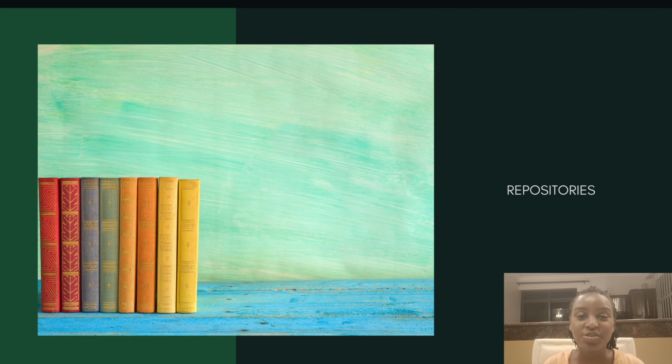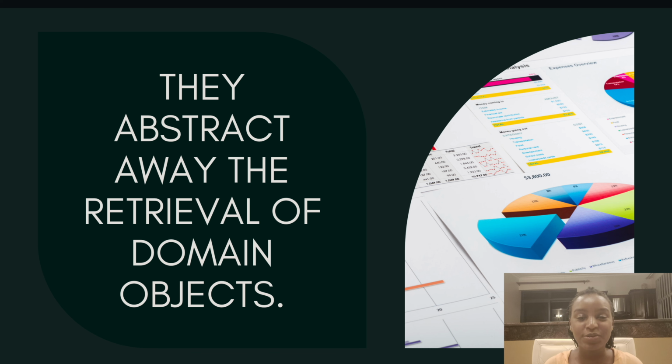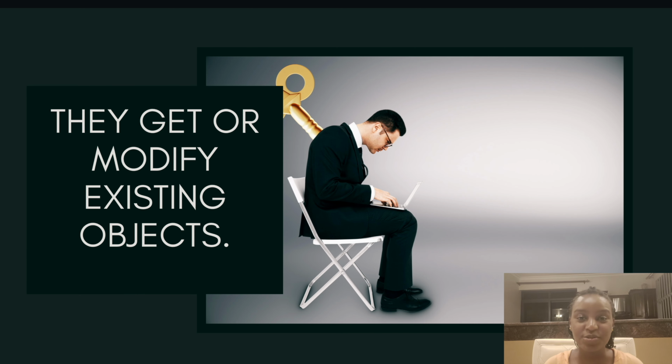Let's look at repositories next. What are repositories and what do they do? I mentioned an aggregate having a life cycle when we were talking about aggregates, and the C, that is the creation, is where factories come in. So repositories abstract away the retrieval of domain objects. So the retrieval, the update, and even deletion, that's where the repositories come in. They get or modify existing objects.